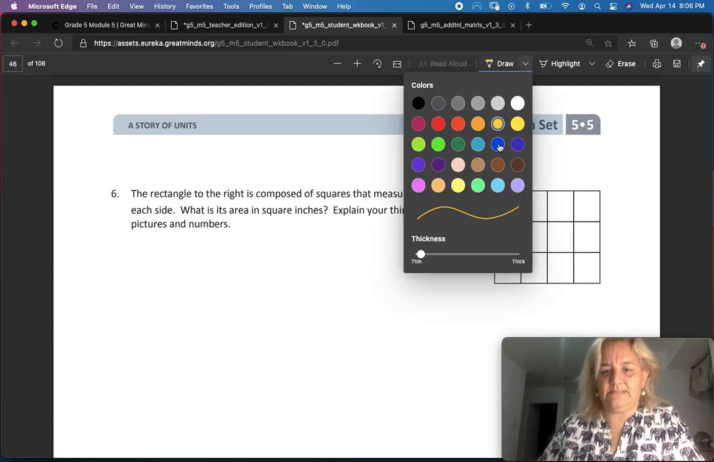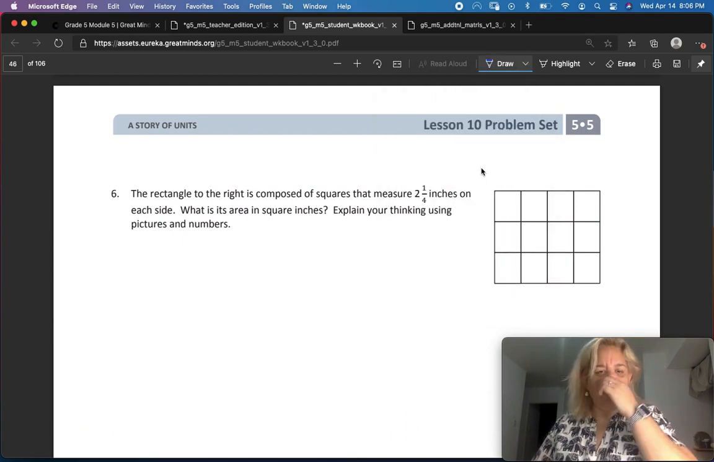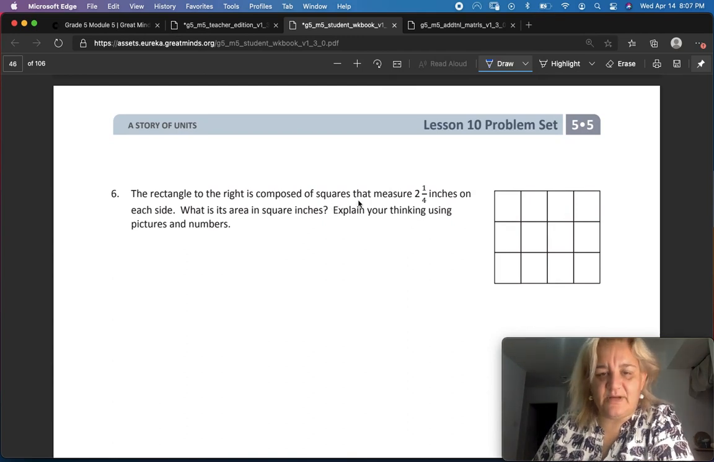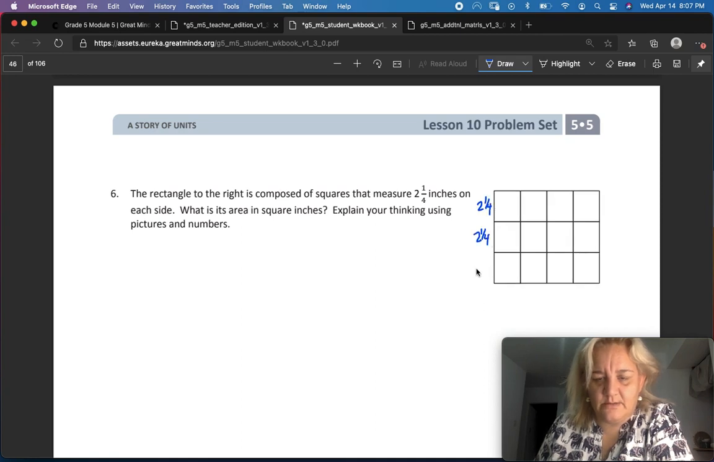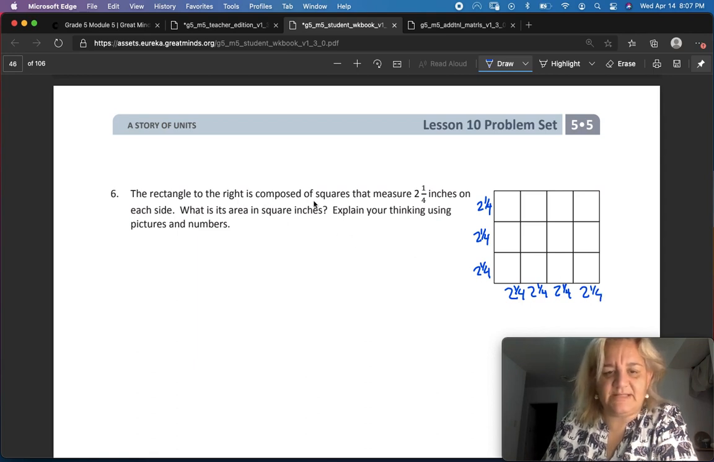Okay, this isn't so bad. The rectangle to the right is composed of squares that measure 2 1/4 inches on each side. So each of these squares is 2 1/4, 2 1/4, 2 1/4, 2 1/4, and then here we've got 2 1/4, 2 1/4, 2 1/4, and 2 1/4.